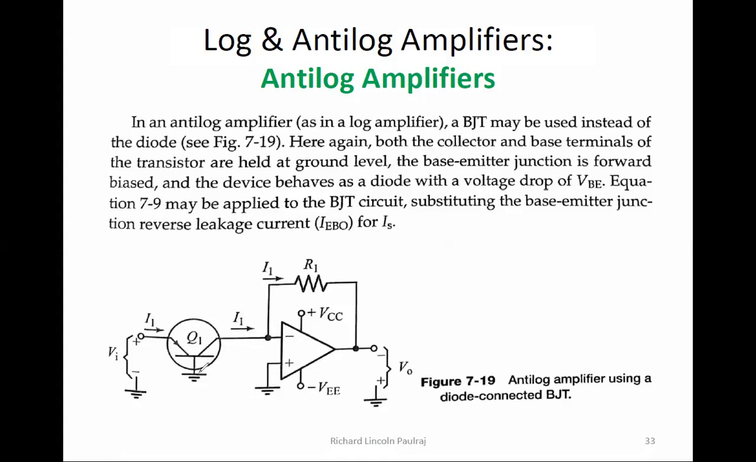So here both base and collector are kept at what level? Ground level. So the base-emitter junction is forward biased, and the device behaves as a diode. It's actually a transistor, but I'm making use of the PN junction, and for a diode I just need a PN junction, and that is possible with the help of this transistor because it has PNP or probably NPN, right?